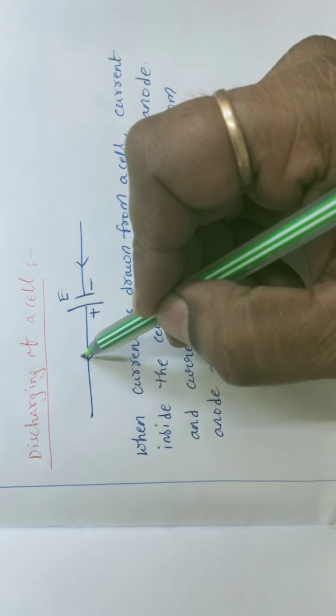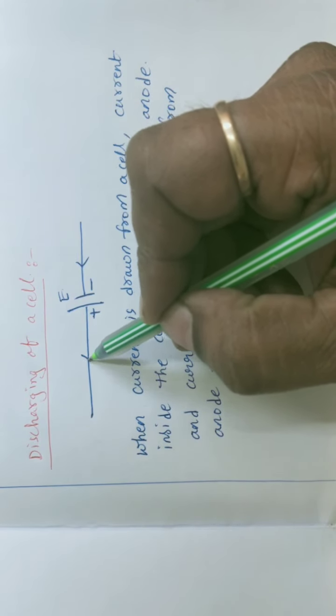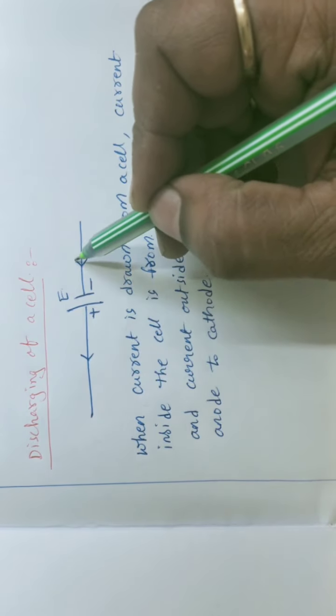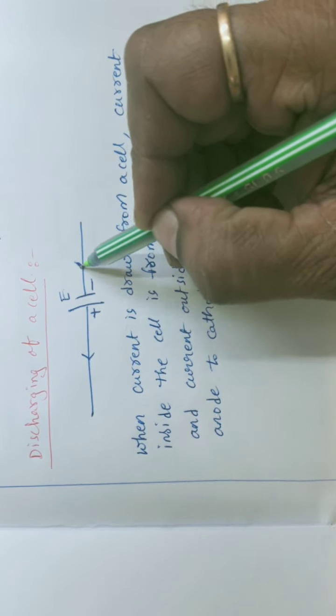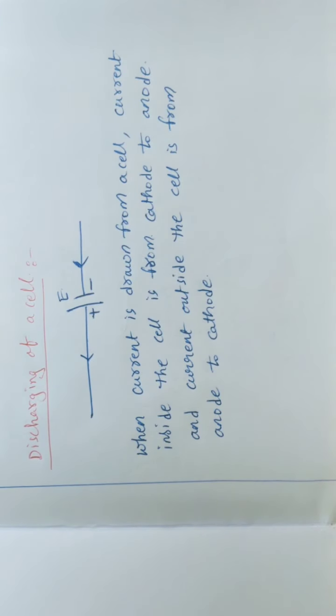Here we have represented arrow directions like this. These arrow marks represent the notation of currents. In this condition, discharging of a cell, when current is drawn from a cell, meaning we are collecting current from the cell, then we consider the cell to be discharging.